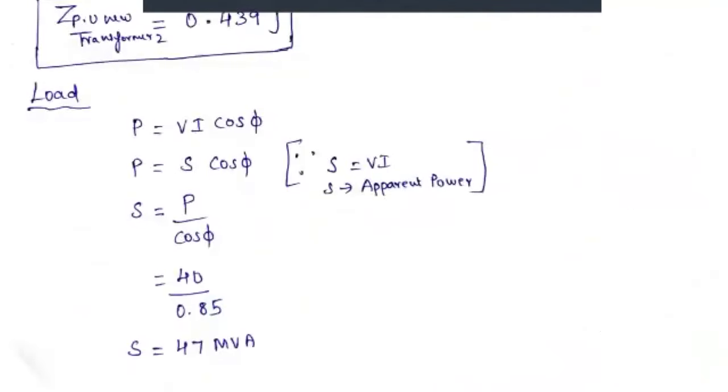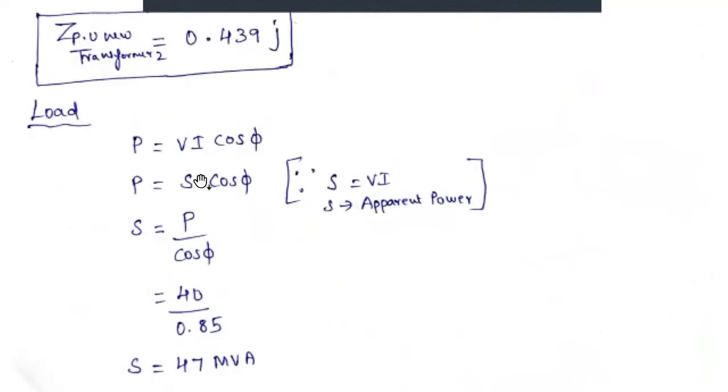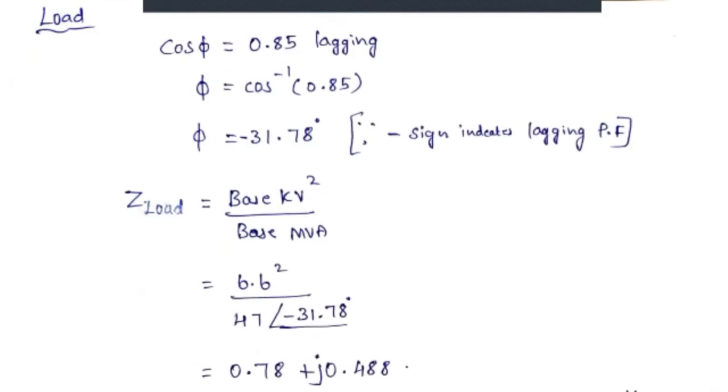Load, it is given as 40 megawatt. You know P is equal to VI cos phi. So VI is nothing but S, that is the apparent power. So S cos phi, so S is equal to P divided by cos phi. P is 40 megawatt, so 40 divided by cos phi, which is given as 0.85 lagging. Substituting the same thing, we are getting S, S is equal to 47 MVA.